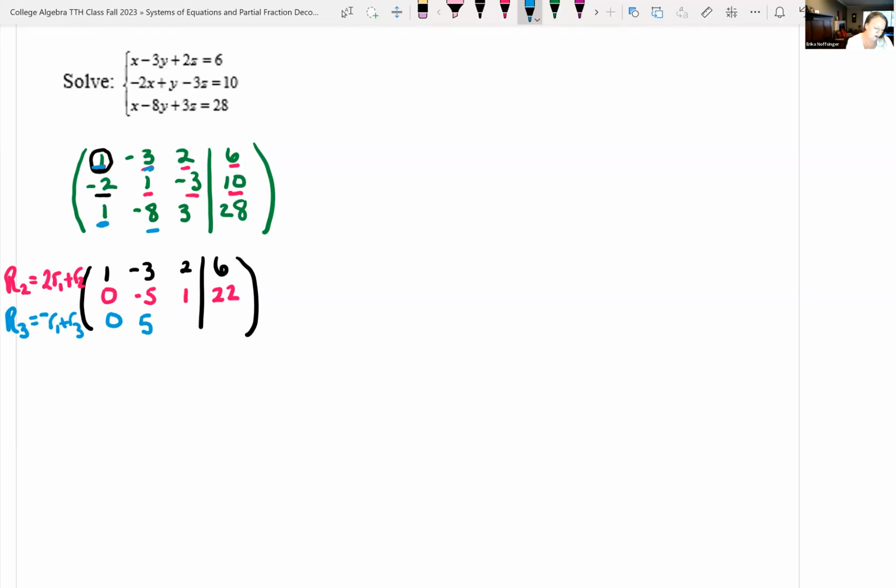Our next column, negative 1 times 2 is negative 2. Negative 2 plus 3 is 1. Negative 1 times 6 is negative 6. Negative 6 plus 28 is 22.